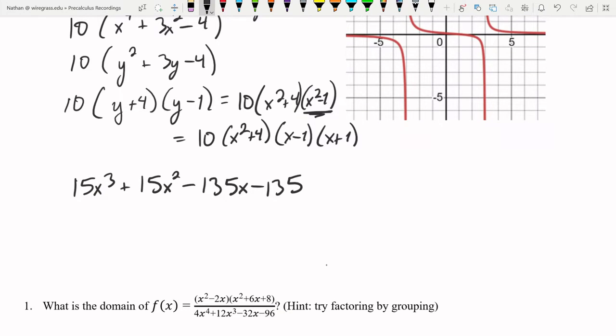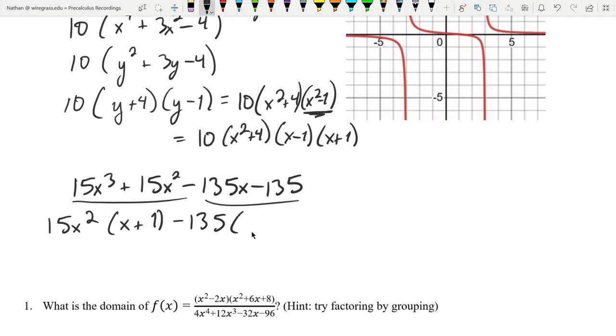I don't need to do any kind of fancy looking for zeros for this. I can just use factoring by grouping. Look at the first two terms. I can take out 15x squared. That leaves me with x plus 1. Then look at the next two terms. I can take out a negative 135, which leaves you again with x plus 1. So factoring that out, we get 15x squared minus 135, times x plus 1.